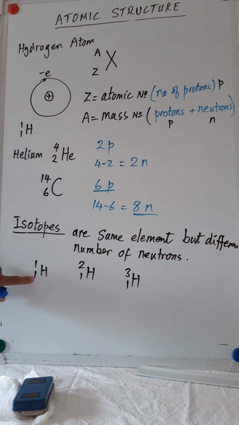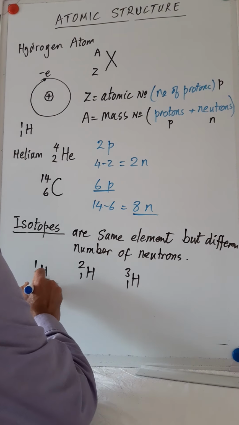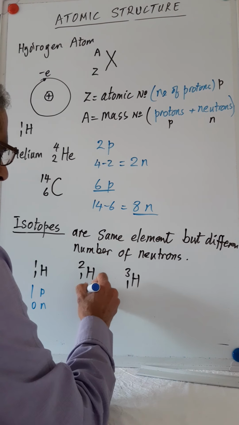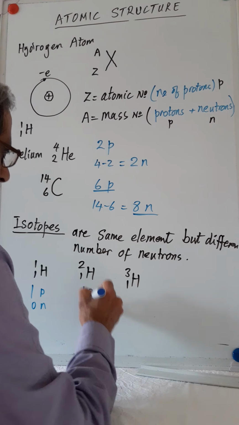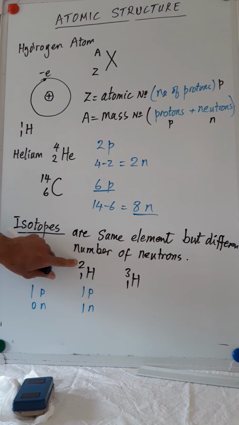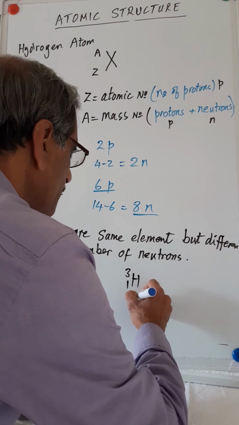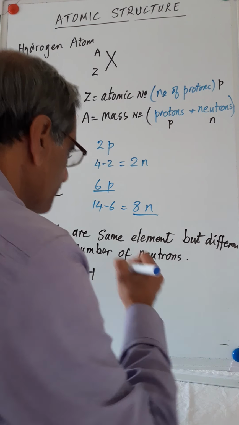Now this one contains 1 proton and 0 neutrons. This contains one proton and one neutron. This contains one proton and two neutrons, 1p and 2n.